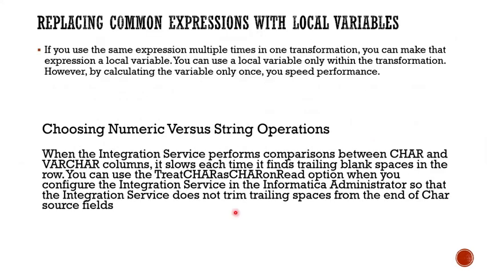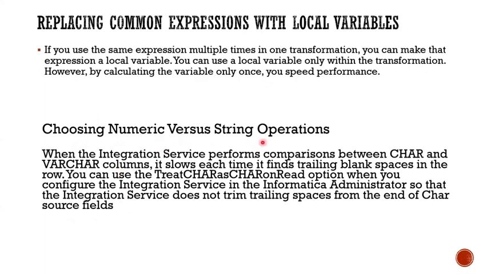Now, replacing the common expression with a local variable. If you use the same expression multiple times in one transformation, you can make that expression a local variable, a parameter kind of thing. You can use the same variable, and a local variable is used only within the transformation. However, by calculating the variable only once, you speed up the performance. So the basic thing is you need to use a single variable.